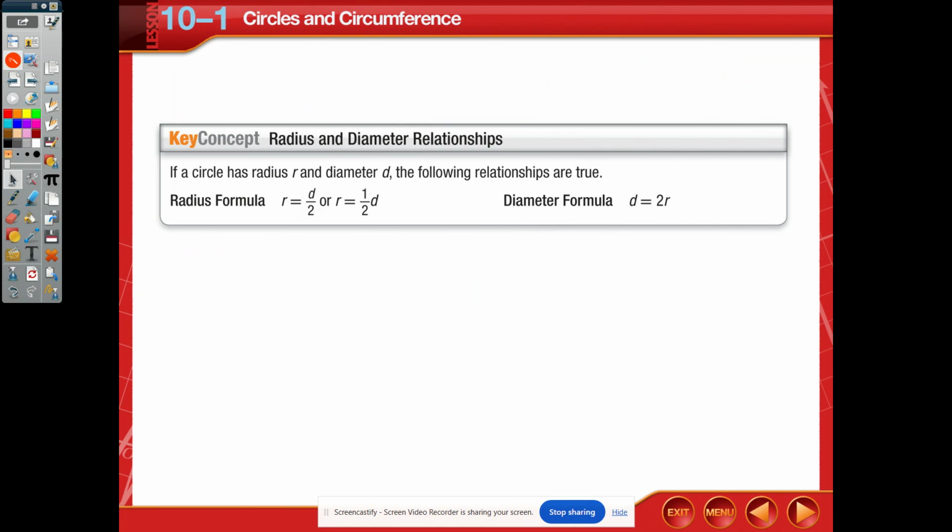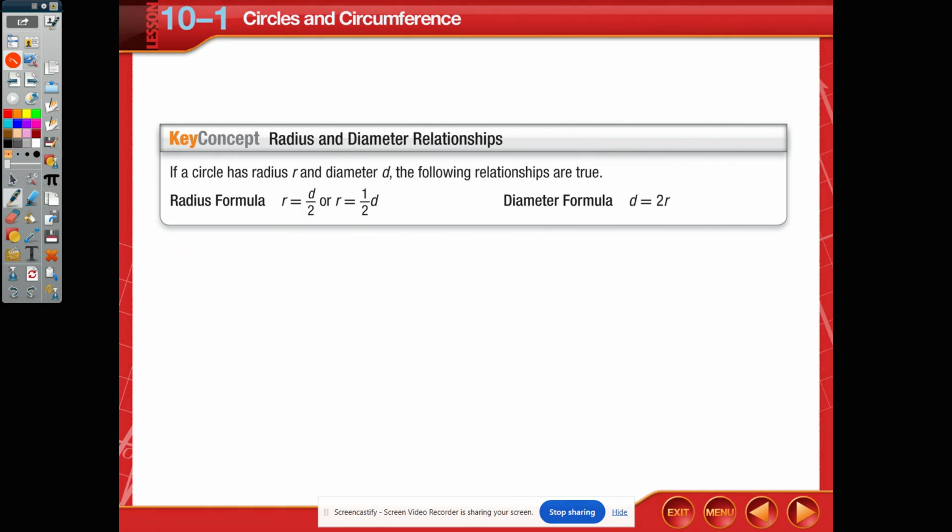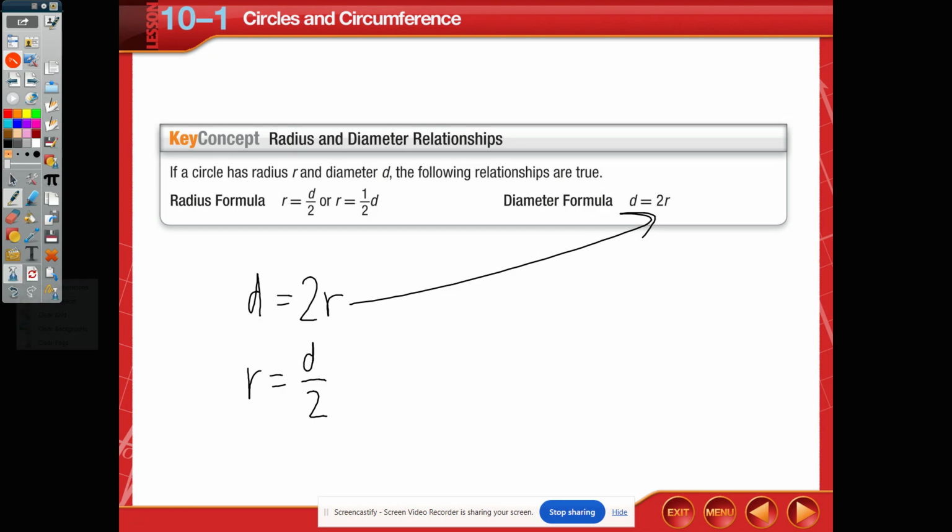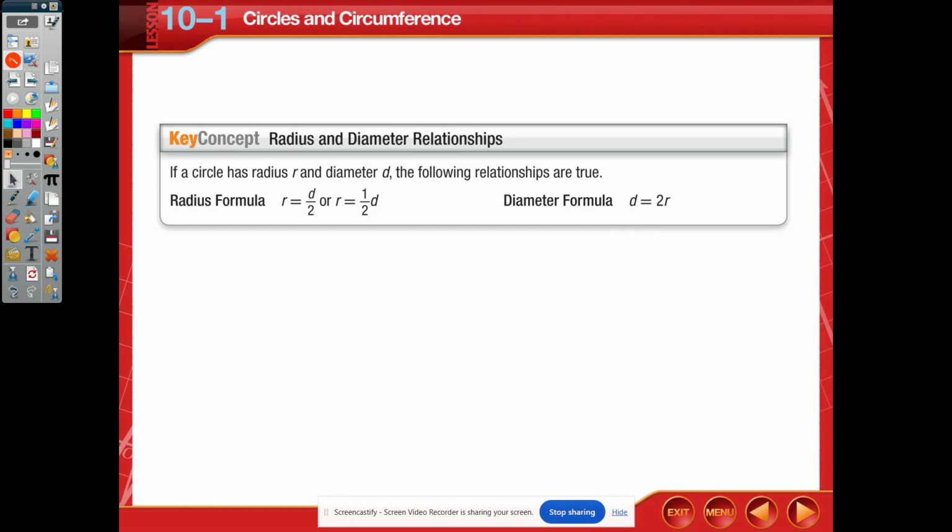Relationship between a radius and a diameter. The diameter is double the radius, or the radius is half of the diameter. Diameter is 2 times the radius, which is actually what it said right here. And therefore the radius is the opposite of that. The radius is half of the diameter. So if you have a radius or a diameter, you can find the other one very easily by either multiplying by 2 or dividing by 2. That's probably something that you are all well aware of already.